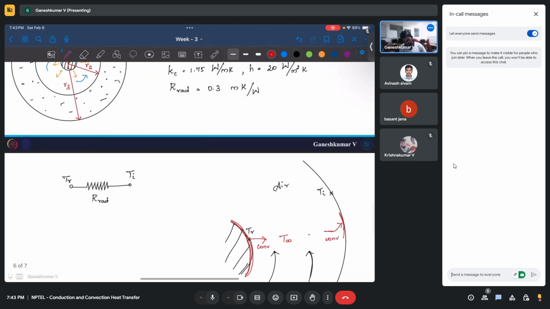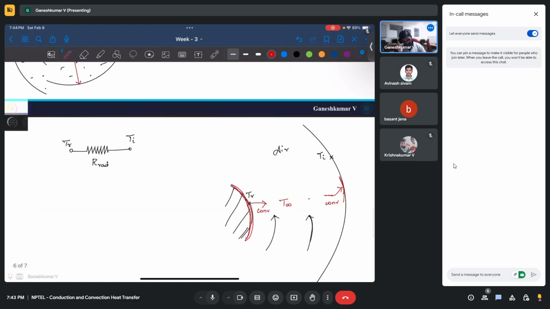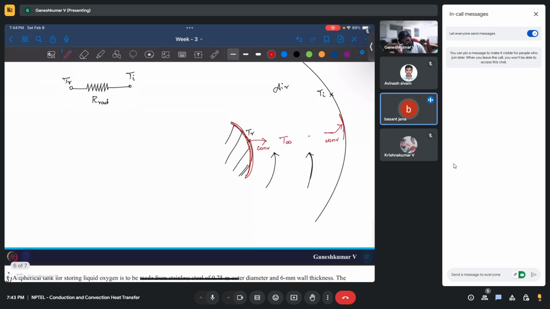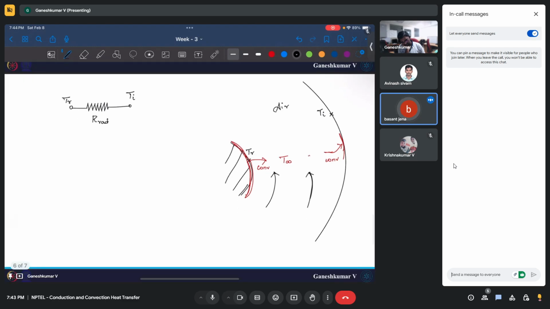You should carefully notice here. Since air is there, from surface to air only convection can happen. So from the TR, you have one convection to T infinity, and from air T infinity you have another convection to the inner surface of the ceramic enclosure. Is that clear? You mean to say, sir, the first one from the metal surface to air is through radiation first, then it will be followed by convection till the inner surface of the ceramic. So okay, let's forget about radiation for a minute.